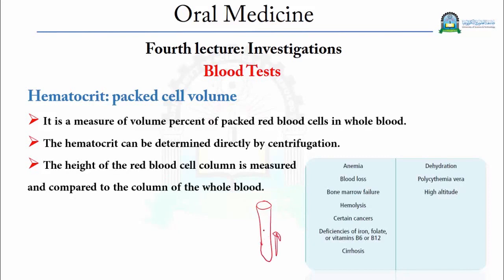The height of the RBCs can be compared to the column of the whole blood. The column of the whole blood can also be compared with the volume or the height of the RBCs.